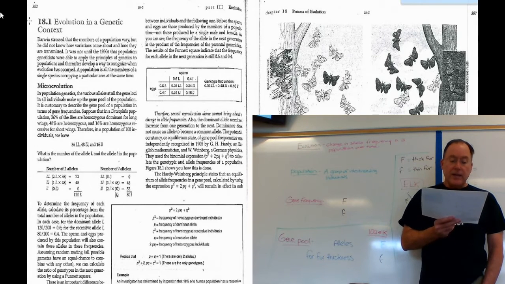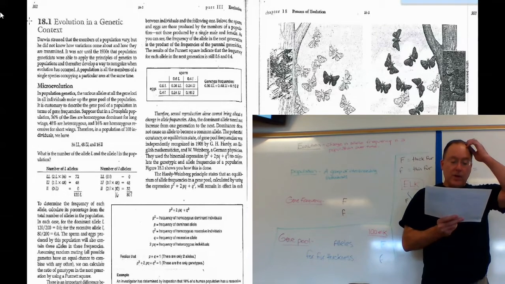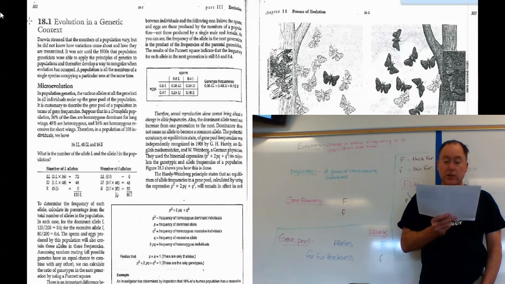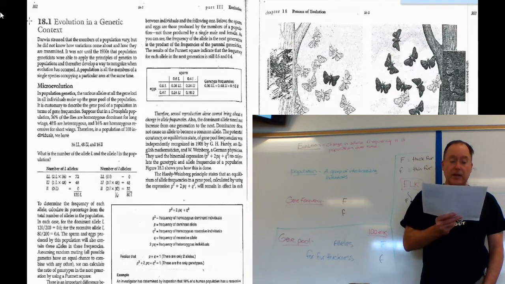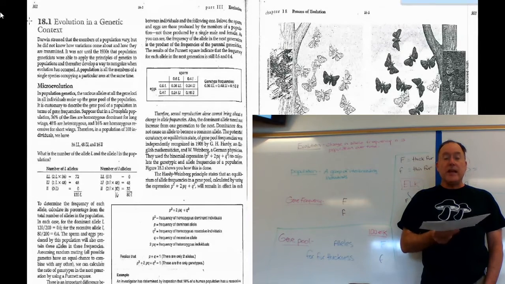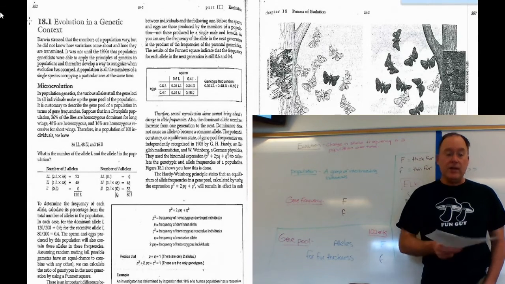The potential constancy or equilibrium state of gene pool frequencies was independently recognized in 1908 by G.H. Hardy, an English mathematician, and W. Weinberg, a German physician. They used the binomial expression p squared plus 2pq plus q squared to calculate the genotypic and allele frequencies of a population. Figure 18.1 shows you how this is done. We're going to get to that in just a second, but first, let me give you an example.